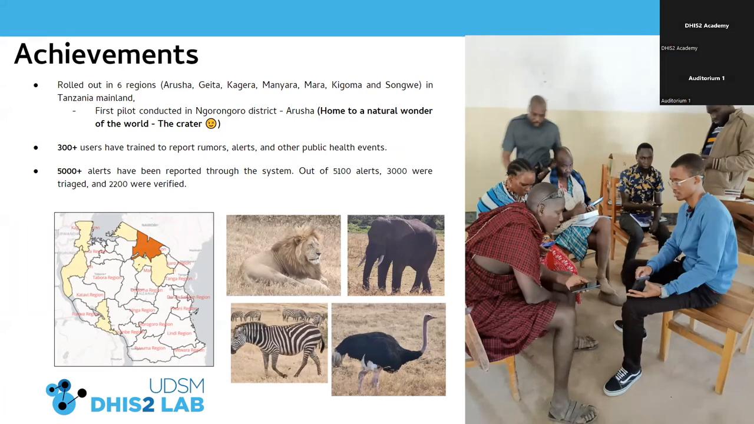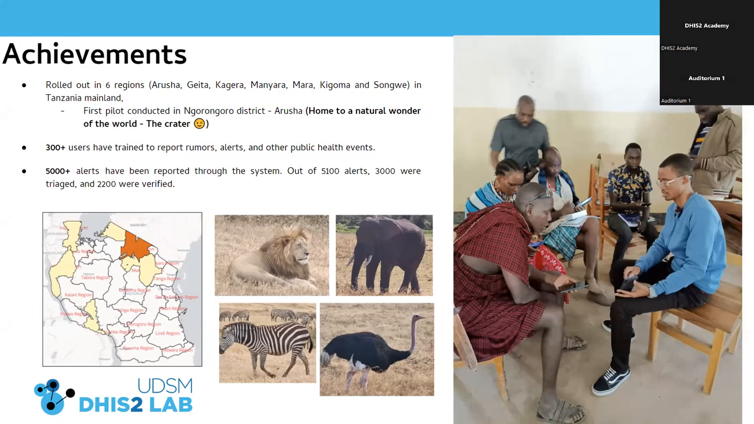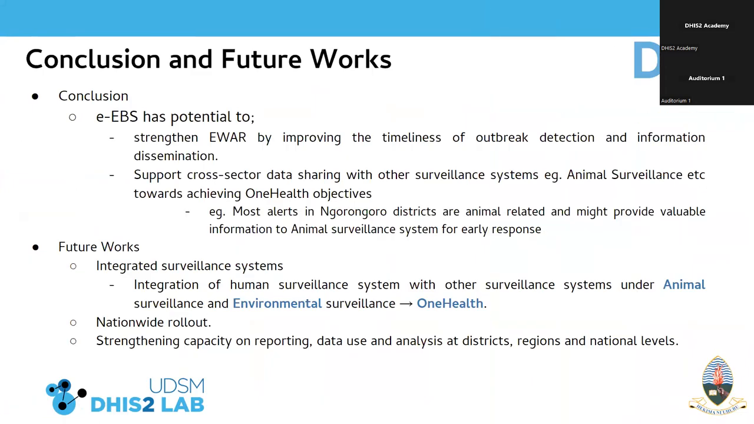More than 300 users were trained, and at least 5,000 alerts were reported during this initial rollout. You can see one of our CHWs from Ngorongoro, and if you see this cloth, you'll know exactly where this comes from, being taught how to use the Android application. My presentation is very short.